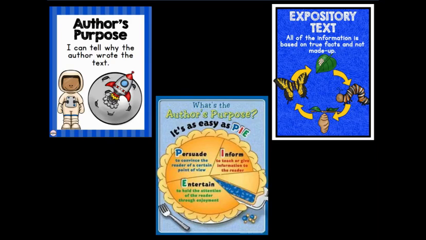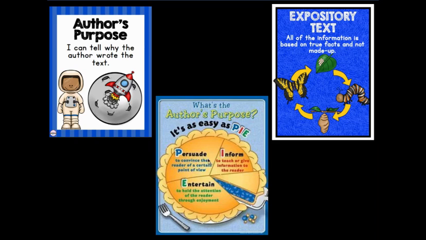So author's purpose tells us why the author wrote the text. And there's usually 3 reasons why someone would write a text or a story. Those 3 reasons are persuade, inform, or entertain. We say that author's purpose is easy as pie because the first letter in each of these words spell out the word pie, P-I-E. This is a good way to remember the 3 reasons why authors write stories or texts.